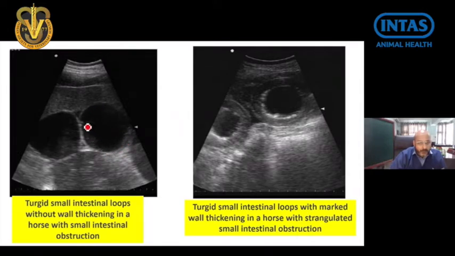Whenever you find a turgid small intestinal loop and there is no wall thickening, it can be a small intestinal obstruction. On the contrary, if you find a turgid small intestinal loop with marked wall thickening, you can say it can be a strangulated small intestinal obstruction. That is the one point you are going to look at in all the windows I have discussed: presence of fluid, turgidity of the intestines, and its wall thickness.